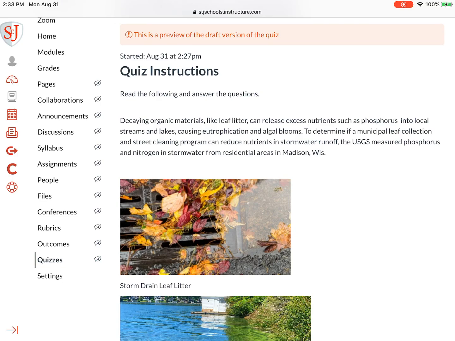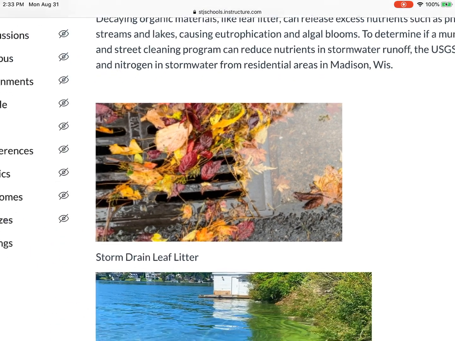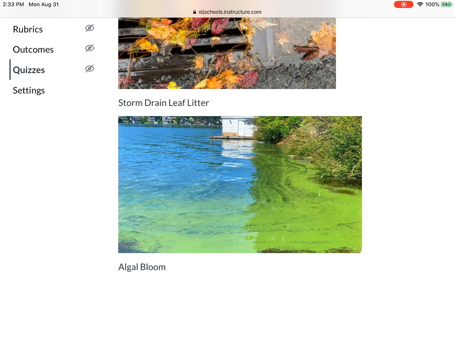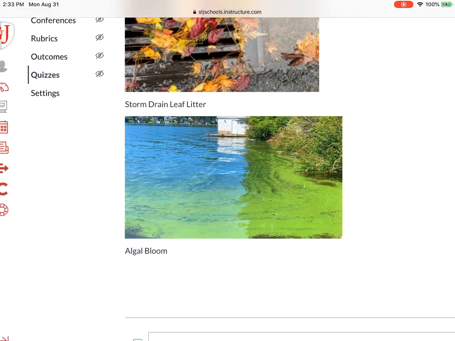To determine if a municipal leaf collection and street cleaning program can reduce nutrients in storm water runoff, the USGS measured phosphorus and nitrogen in stormwater from residential areas in Madison, Wisconsin. So whenever I mean storm drain leaf litter, that's what that looks like, okay? Are those nutrients getting pulled down into our waters or are they just staying on our leaves? And if we are getting all those nutrients and algae is starting to bloom, this is what that looks like, that green film that I was talking about, okay? And that starts growing onto your lakes and ponds, okay?